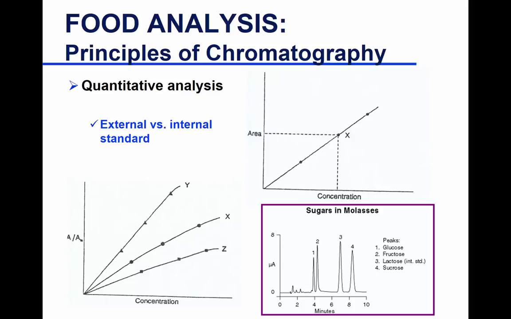The absorbance of your actual sample standard over the absorbance of the internal standard. So your concentration here is concentration of the external standard, and then you get an equation of the line. When you run your unknown, you also plot the absorbance of your unknown over the absorbance of your internal standard, and use that as a Y, and you get the concentration of your unknown.